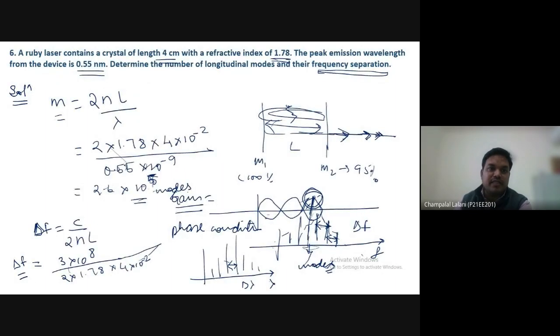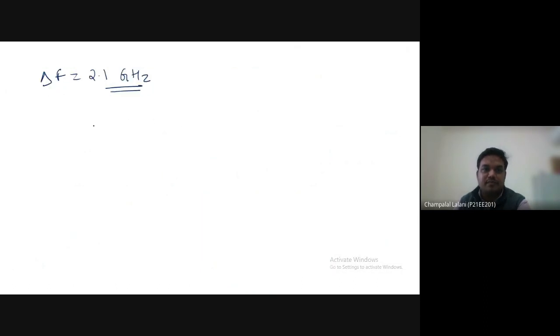One more thing you can see here is that M is the number of modes and it is equal to 2nL by lambda. Yeah, Omul Ghani, yeah, 2.1. I am also getting 2.1. So, Ramandeep, you need to check your answer.